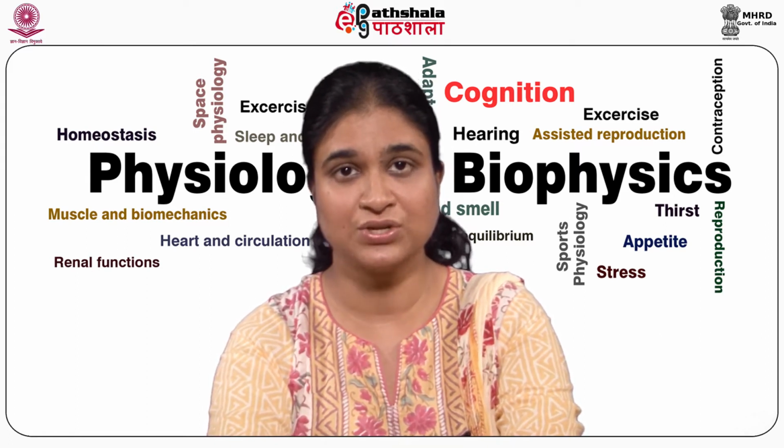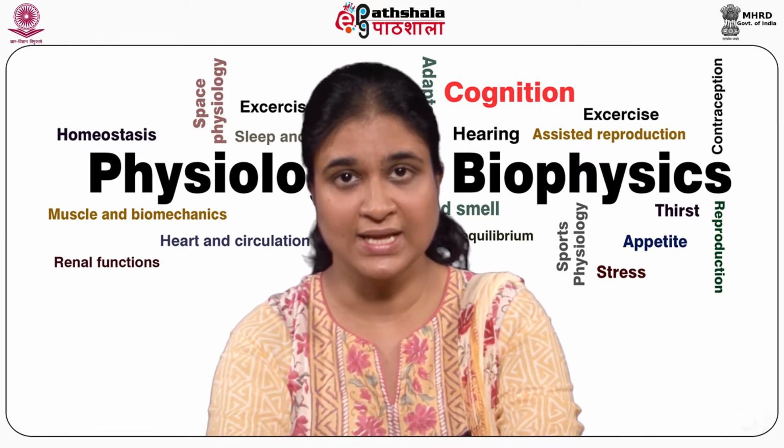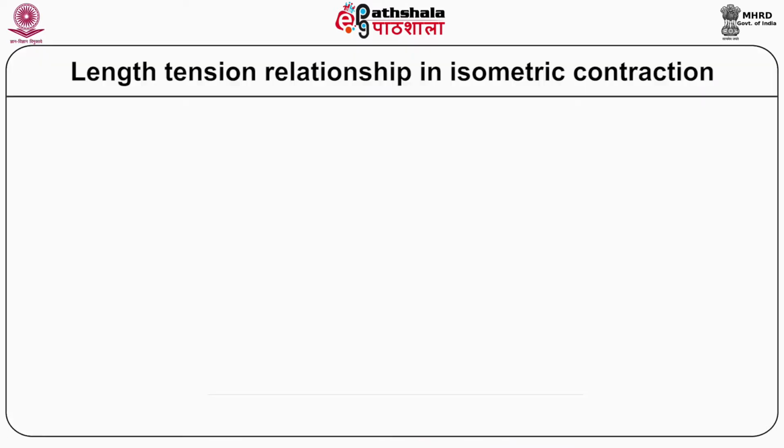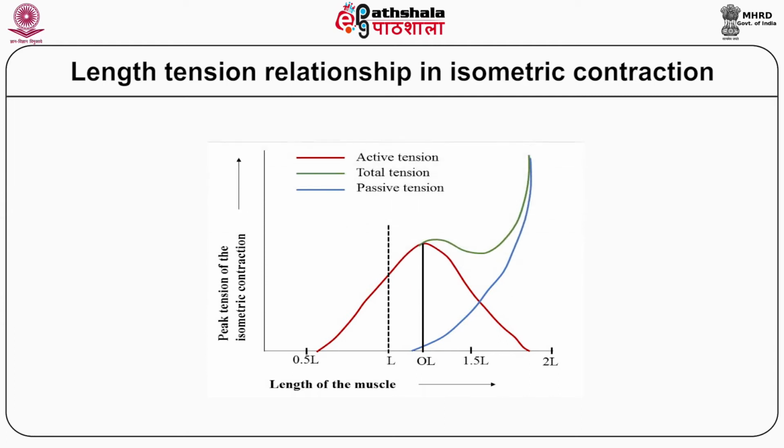The length-tension relationship can be studied by fixing the two ends of the muscle and stretching it in a graded manner to alter the length. In the graph, you can see on the x-axis is the length of the muscle and on the y-axis is the peak tension of the isometric contraction. With the graded increase in length, active tension rises, as is seen in red, and peaks at the optimal length or OL, and then decreases with further stretching of the muscle.